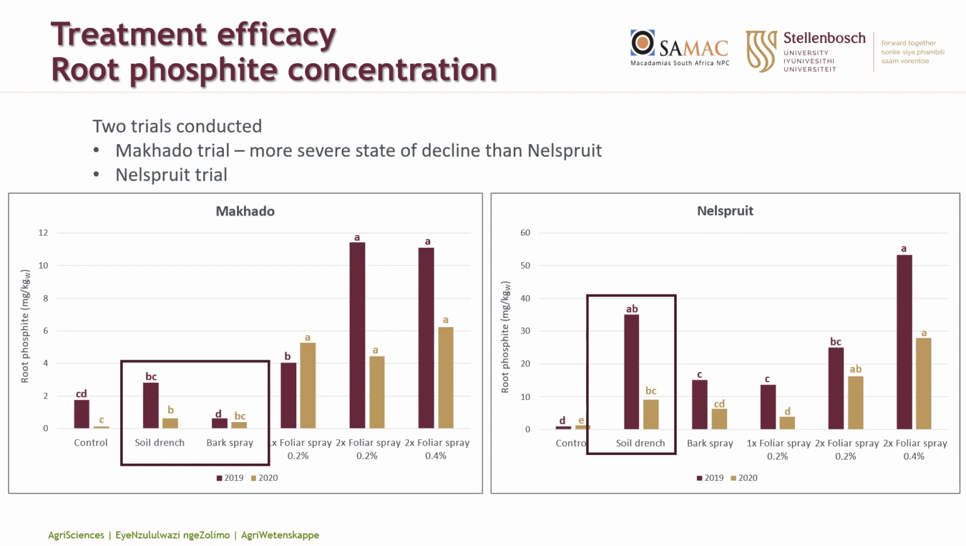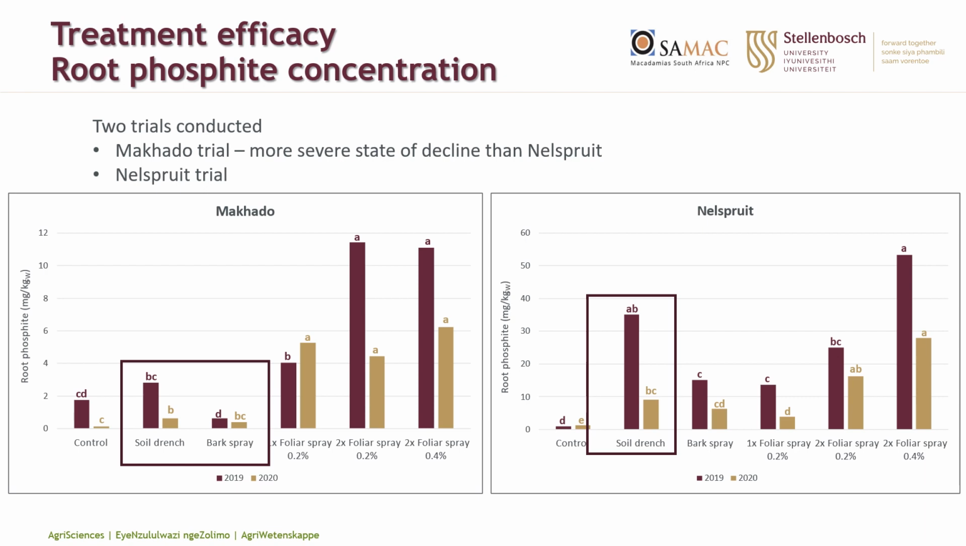We also evaluated the efficacy of the treatments in the 2 trials by quantifying phosphite in the roots. Phosphite is the breakdown product of phosphonates that has activity against Phytophthora. So in the Macadamia trial, both the bark spray and the soil drench actually yielded very low root phosphite concentrations, irrespective of the fact that it actually did suppress the pathogen.